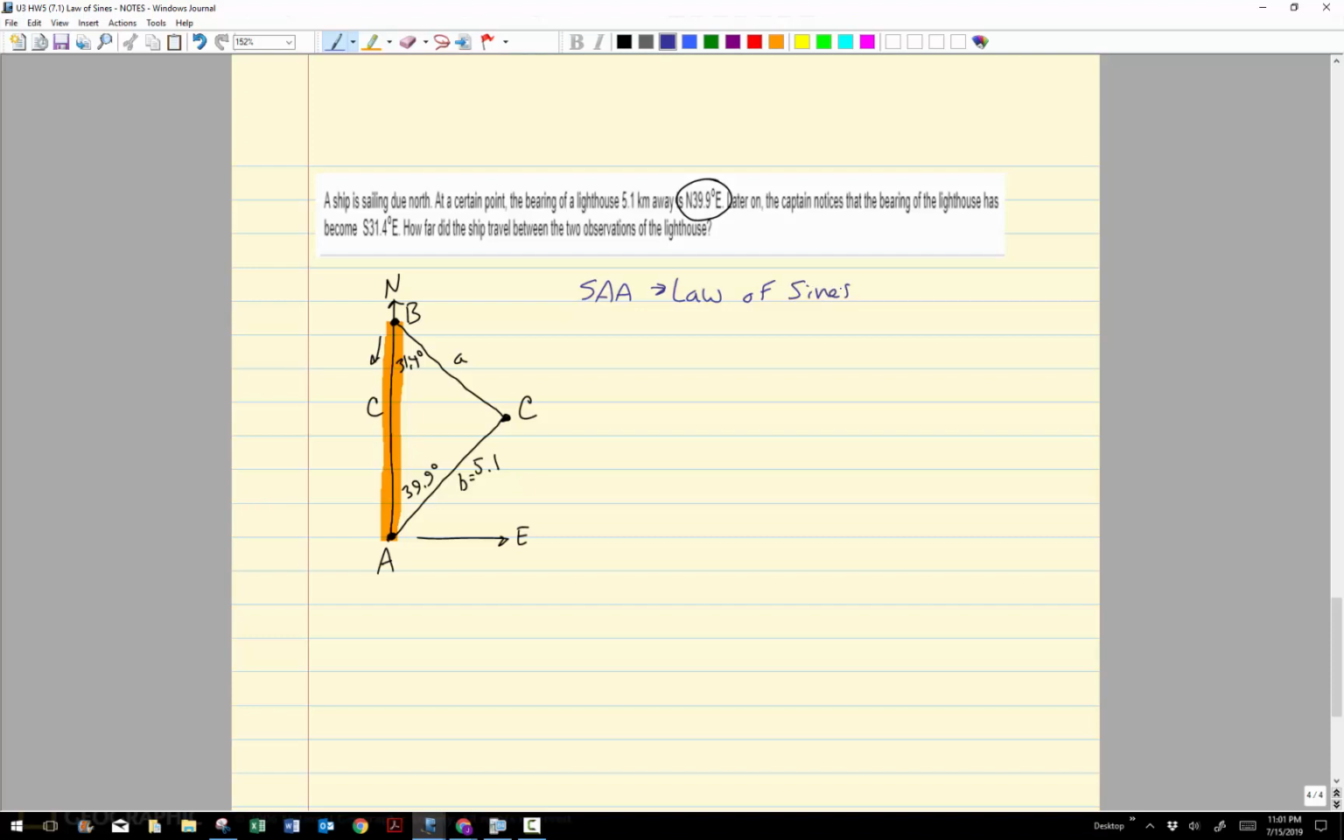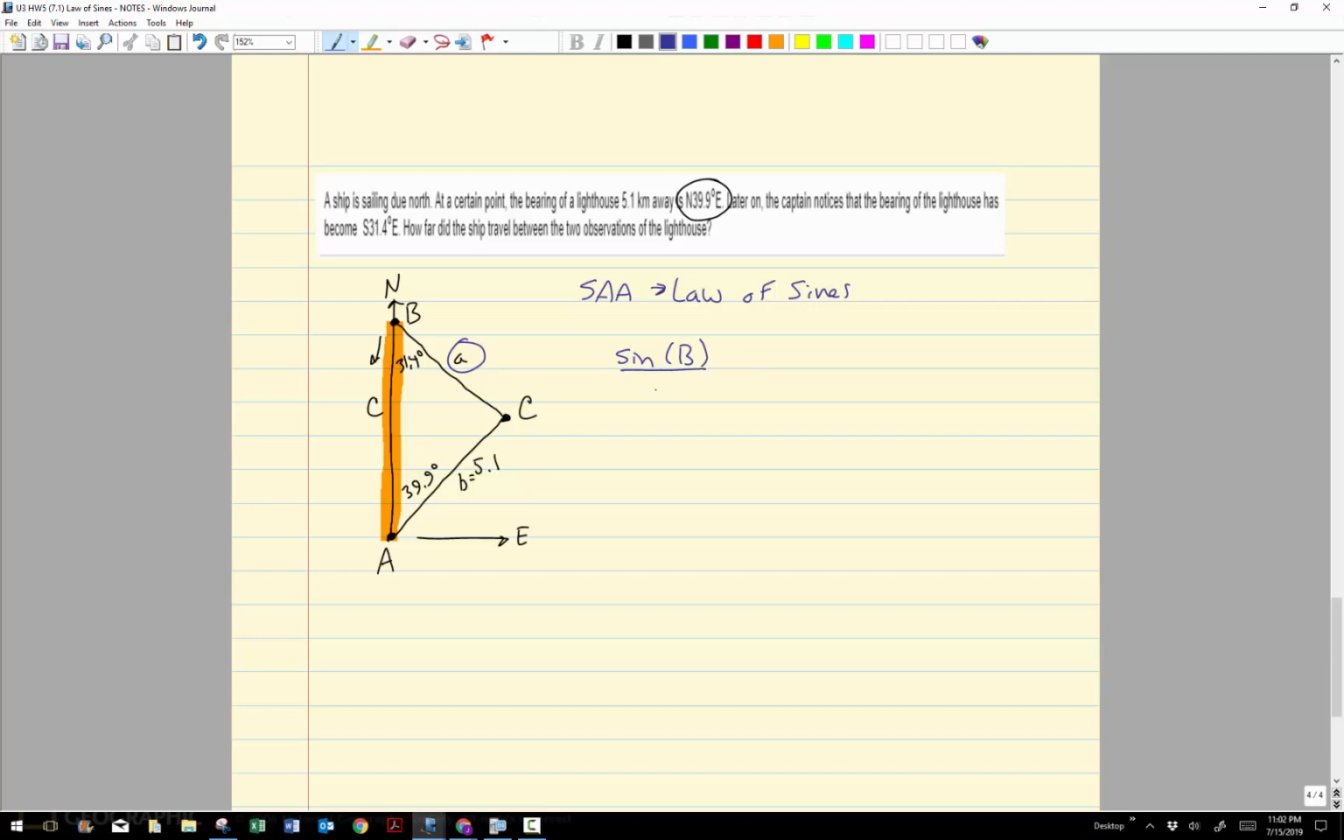Okay, so if we have the law of sines, I'm using B and C. A, I really don't need to know right now. It's not going to come into play here. I just have it labeled so far. So let's go ahead and set this up. Actually, let's go ahead and put in the A's, B's, and C's first.